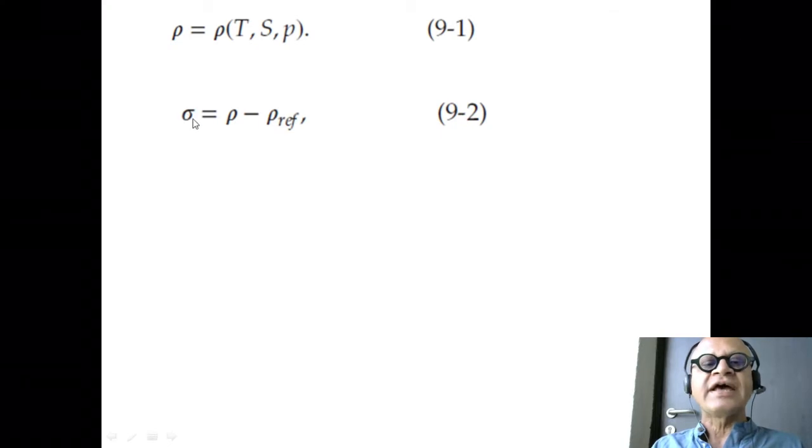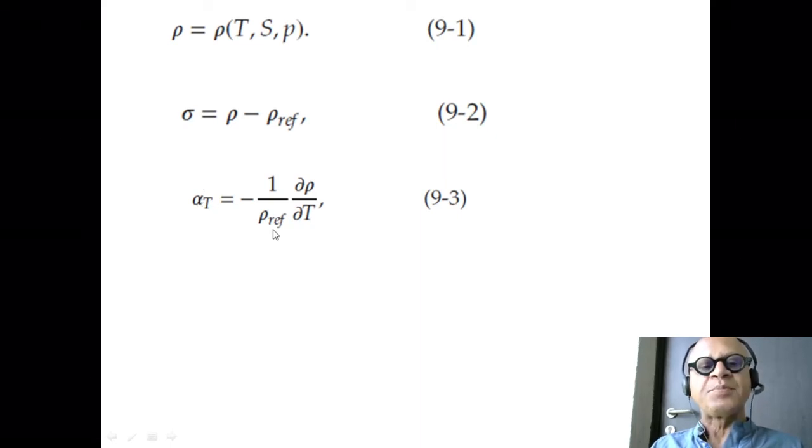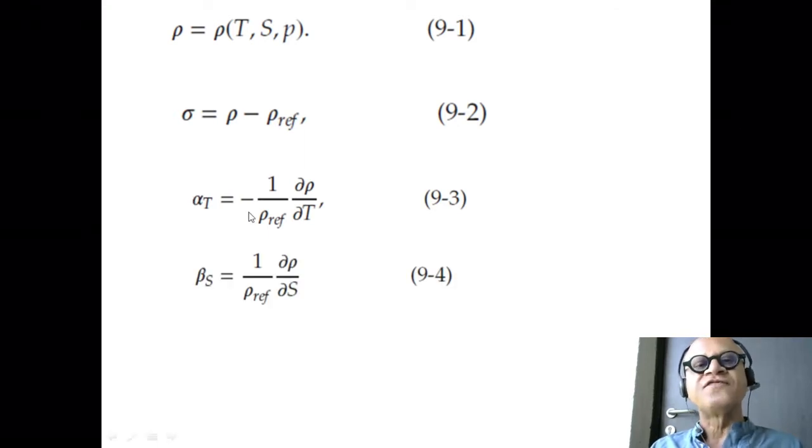Getting back to that, we write sigma as rho minus rho ref, and the thermal expansion coefficient at constant pressure and salinity is alpha T equals minus 1 over rho ref d rho dT. Obviously, as temperature increases, density decreases, so you get a minus sign here, and we'll see that alpha T is actually quite dependent on pressure, and it's not constant, also varies a lot with temperature.